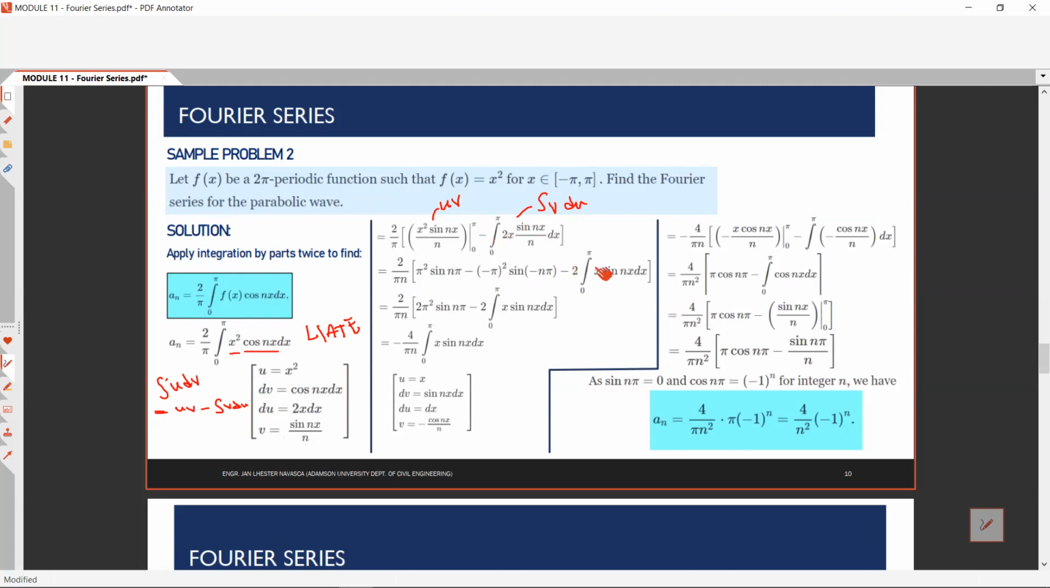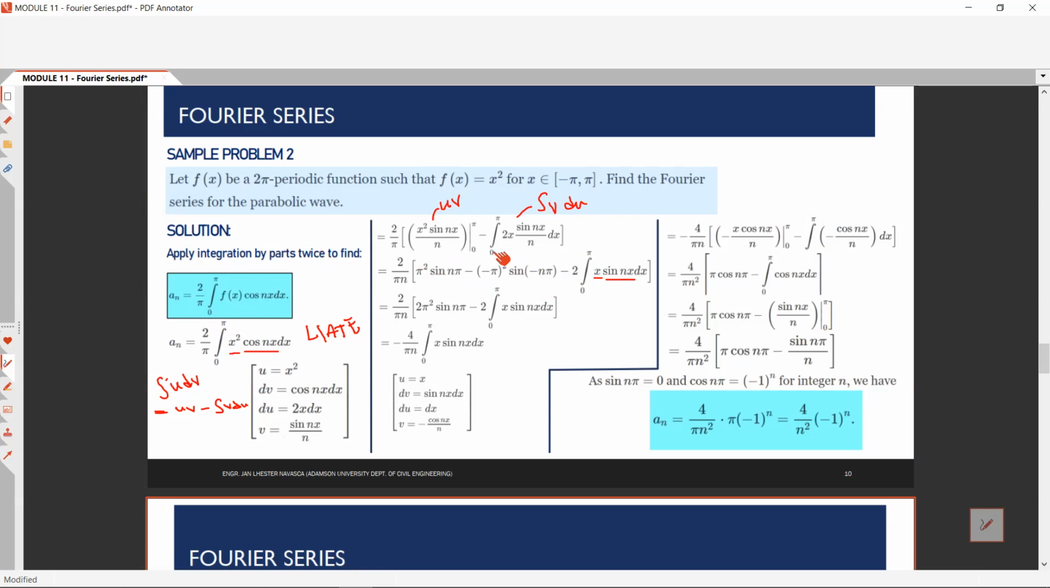You get negative 2 integral of x sine nx dx from 0 to pi. That's 1. Since this is also a combination of an algebraic and a trigonometric function (LIATE), we need to integrate this by parts again. That's why we need to apply integration by parts twice. So let's solve the outside part first.